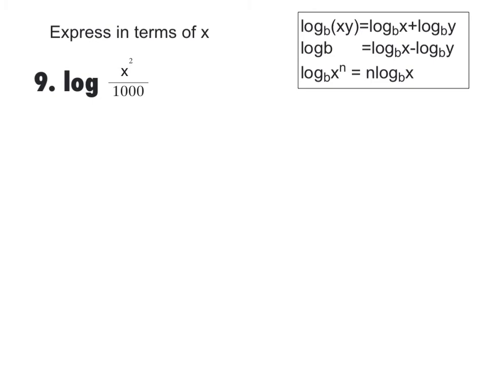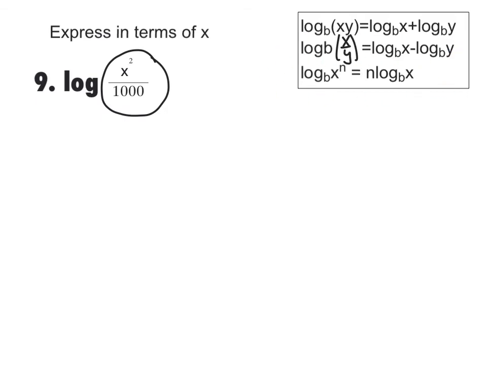Again, this example wants us to leave our expression in terms of x. So you're not going to get a definite answer here. We'll just have an answer in terms of x. So I'm just going to use my properties. Now, there's two properties hidden in here. Do you see both of them? Obviously, division is the obvious one. And you'll notice you have a power. So you actually have to use both the second property here and the third property.